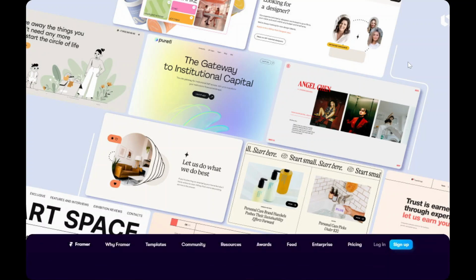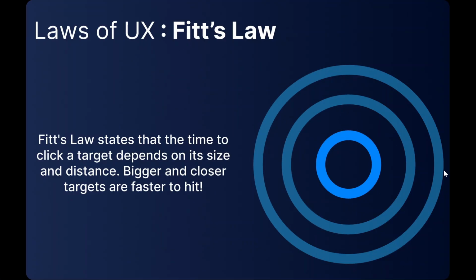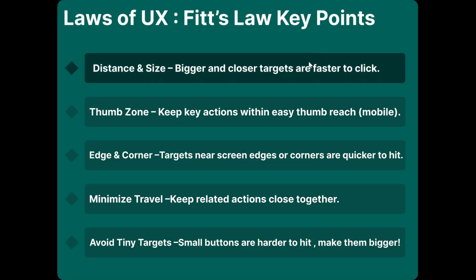Ever wonder why buttons always seem to beg you to click them? Let's talk about Fitts's law. So, Fitts's law states that the time to click a target depends on its size and distance. Bigger and closer targets are faster to hit. Today, I'm breaking down the key points you really need to know.